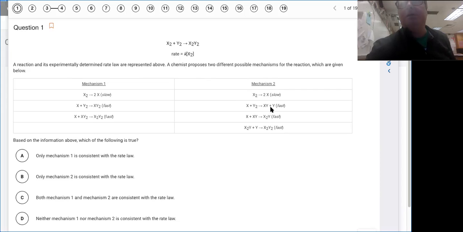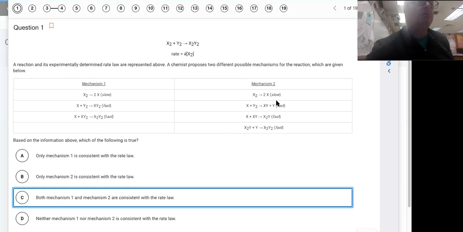If we take a look here, Y does cross out and XY does cross out. So those are intermediates. We've already crossed out this X. X2Y crosses out. So this one looks like it'll work too. X2 plus Y2 yields X2, Y2. So it looks like we would have to choose C on this. Both those mechanisms work.